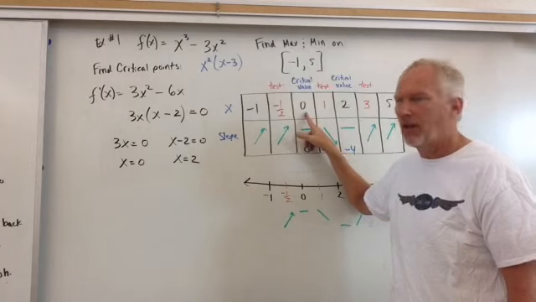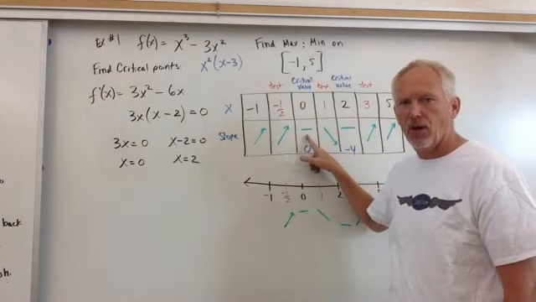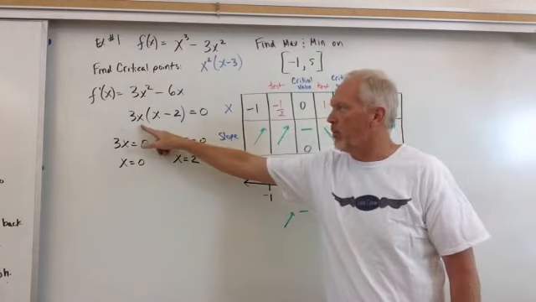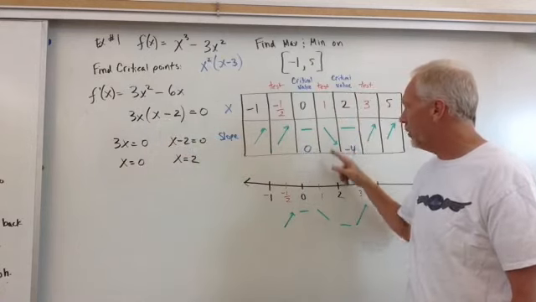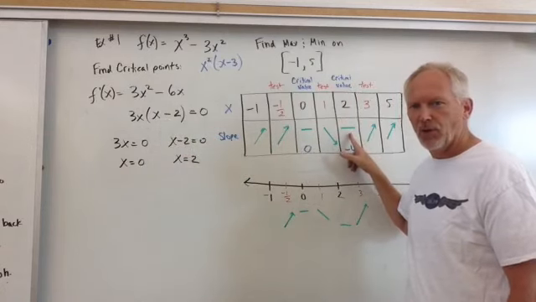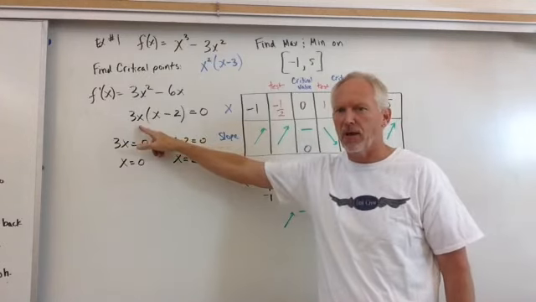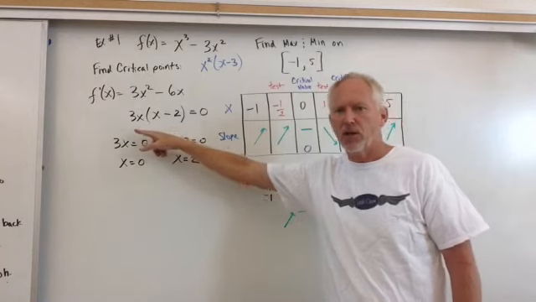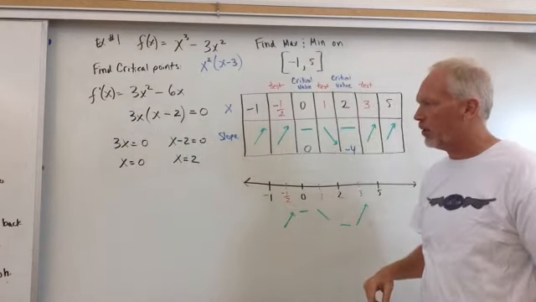So I put in 0. 0 would just be 0, so we already know that that's a horizontal line. 1, that's a positive number. This would be a negative number, so we get a negative slope. This is a 0 slope again. And then if I plug in 3, substitute 3 in, this is going to be a positive number. 3 minus 2 is a positive. So a positive times a positive is a positive, and we get a positive slope.